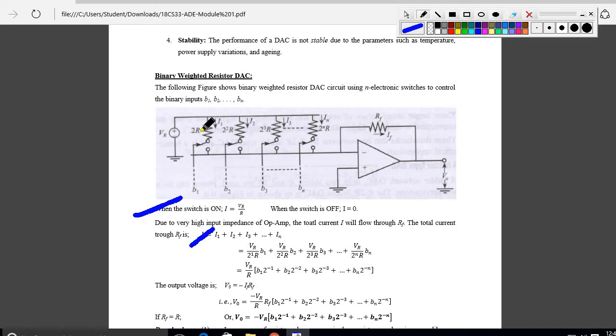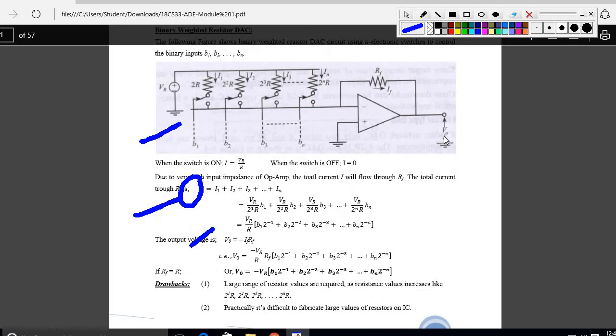If I want to find the current through this branch, I1, what is the voltage across it? The voltage is VR. So I1 is VR divided by 2 power 1 into R, into B1, which is the digital input of the first branch. Like that you have to write the remaining ones. The second one, I2, is equal to VR divided by 2 power 2 R into B2, and I3 is VR divided by 2 power 3 R into B3. Like that we have to write up to n terms. This is how to find it for each branch.